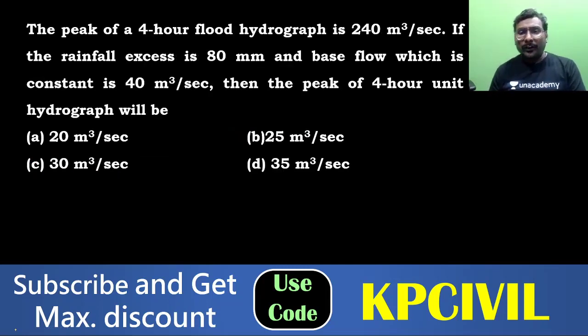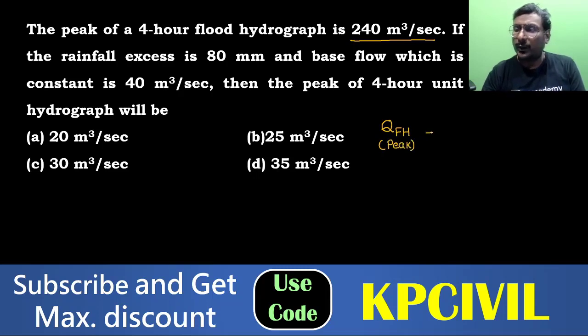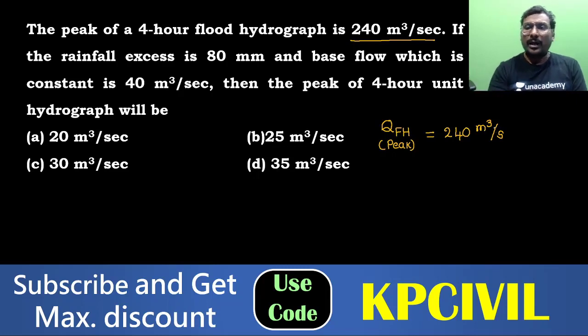The peak of a 4-hour flood hydrograph is 240 meter cube per second, QFH, which is called a peak of 4-hour flood hydrograph, will write down 240 meter cube per second. Rainfall excess means effective rainfall 80 mm. Base flow 40 meter cube per second.